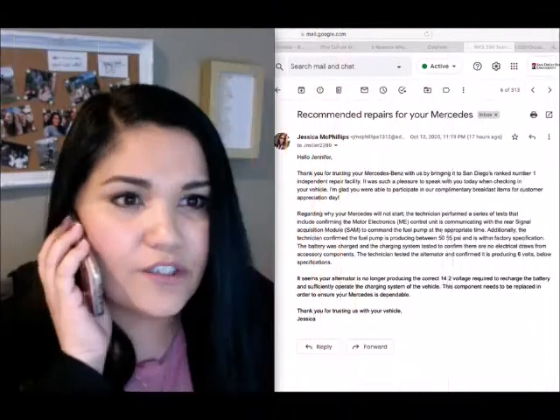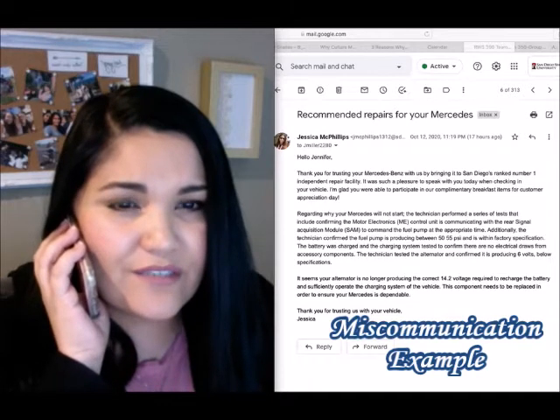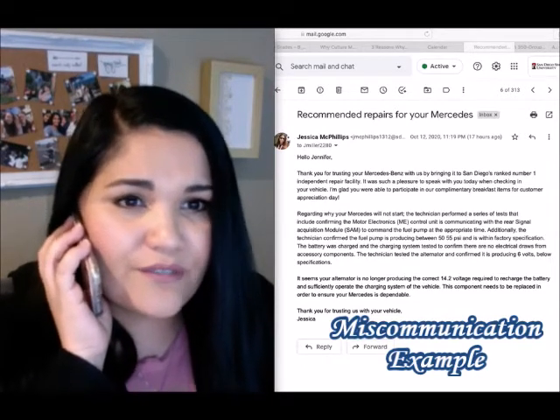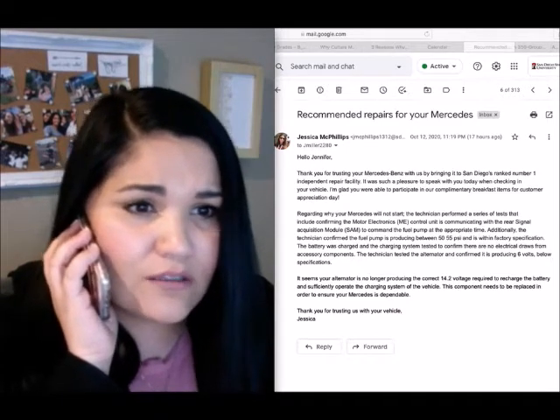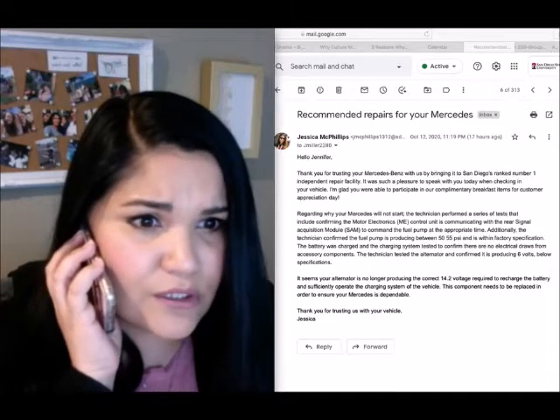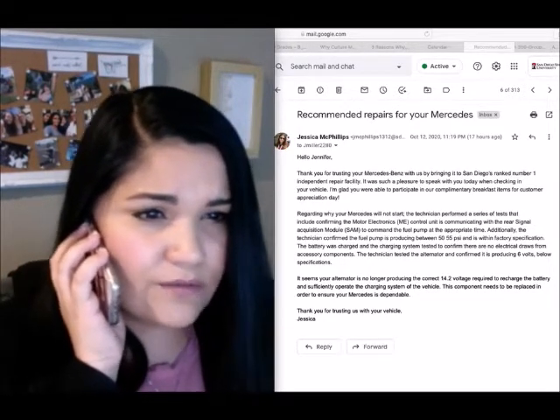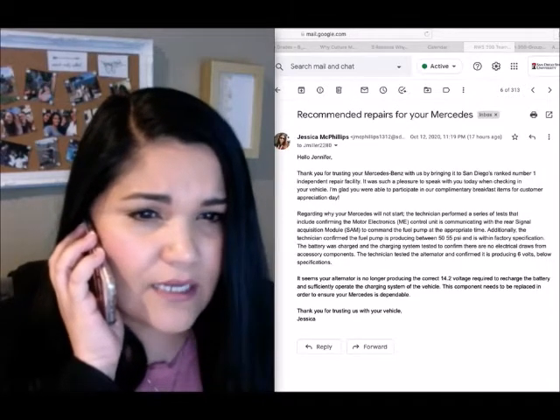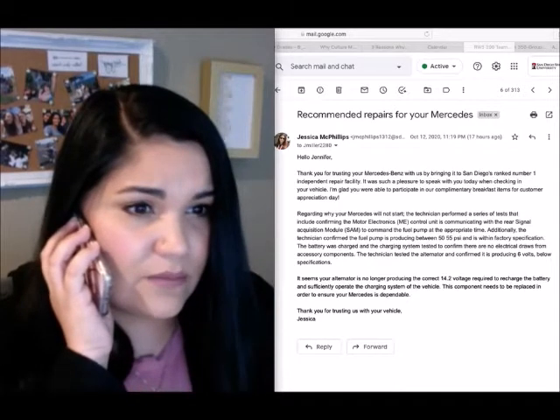My car's in the shop. It wasn't starting, so it's over at Mercedes, and I just received an email from the service advisor there, and she's talking about the motor electronics control unit and the signal acquisition module, saying that the alternator is no longer producing the correct 4.2 voltage required to recharge the battery and sufficiently operate the charging system of the vehicle. The component needs to be replaced.